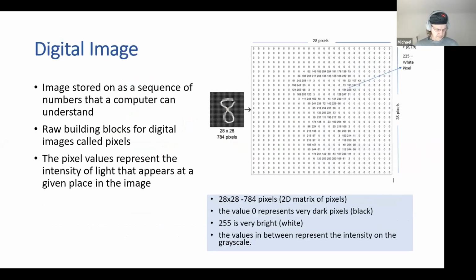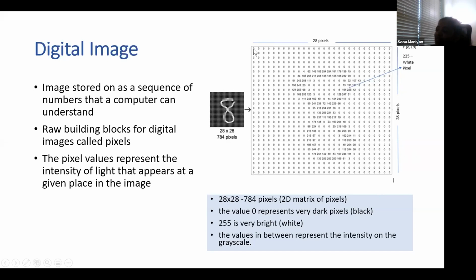So how does a computer see an image? This is our classic 8 from the MNIST data set. It's black and white, so this is a grayscale image. This is a 28 by 28 pixel image. The scaling is from 0 to 255, where 0 is black and 255 is bright white. The computer sees images as pixels.